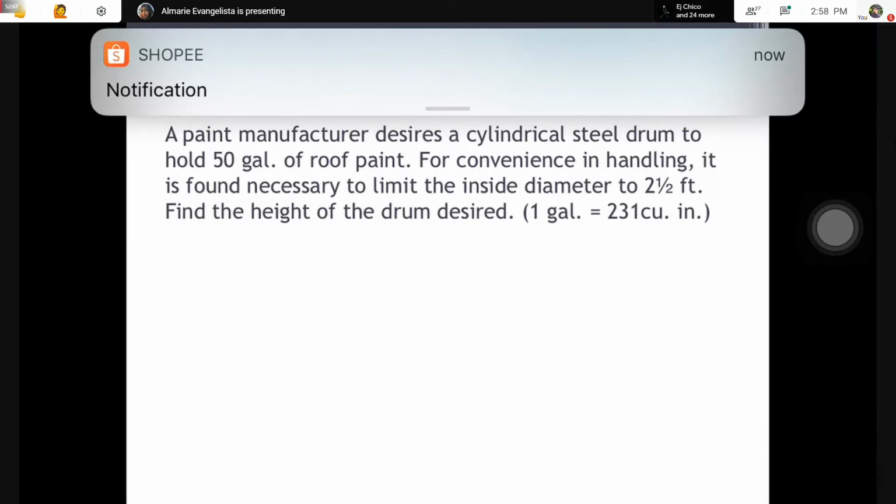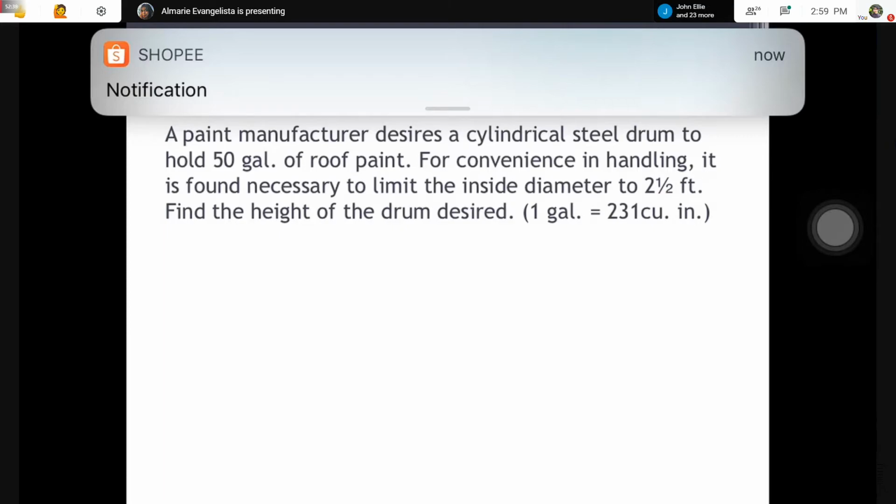Given naman na yung ang hinahanap natin is yung height and given na yung volume ng paint. So, given na din yung diameter which is 2 1/2. So, ang hinahanap natin is yung height. So, meron na rin siyang binigay na conversion which is 1 gallon is equals to 231 cubic inch.